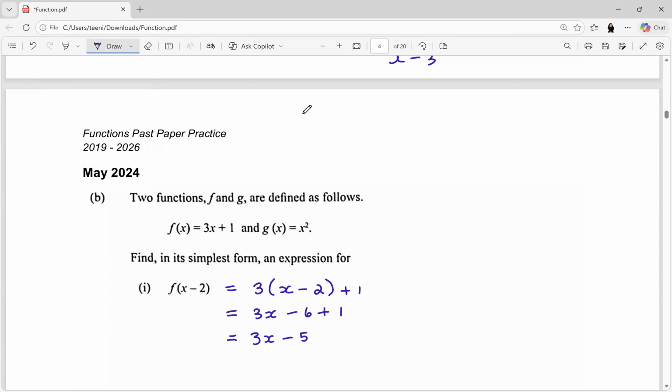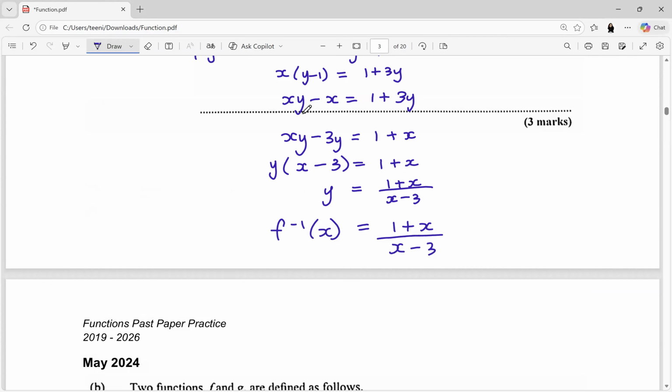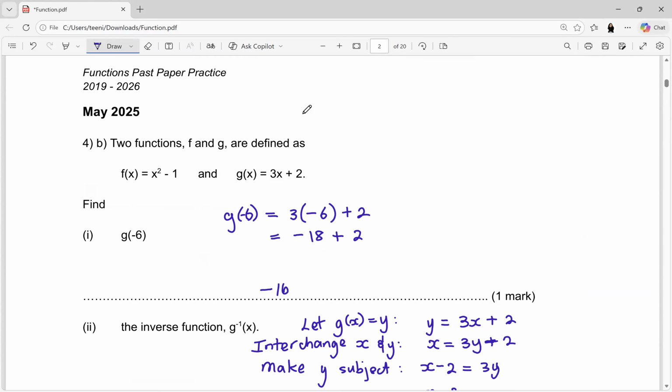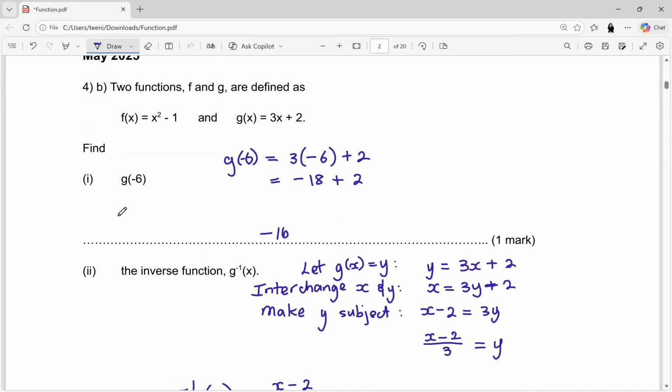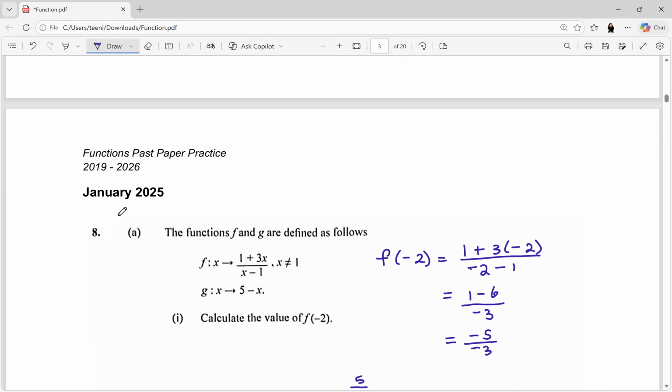So when you're looking at your past papers, something that you should get in the habit of doing is looking for patterns and trends in the past papers. One pattern is that these functions questions always come either in the first section as like question 4 or in the second section in like question 8, right?